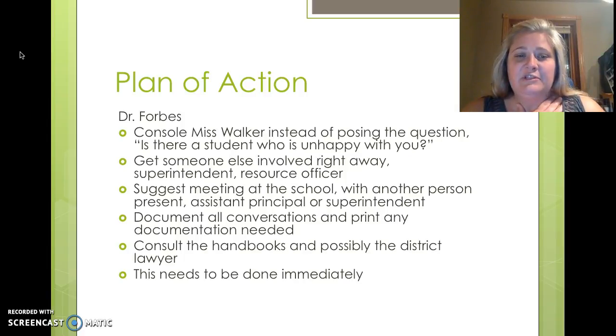Document all conversations and print any documentation needed. Consult the handbooks and possibly the district lawyer. This needs to be done immediately.